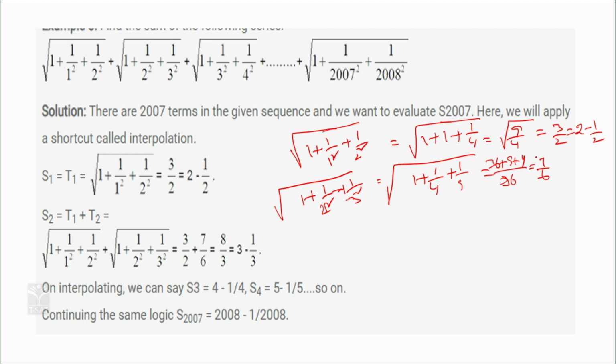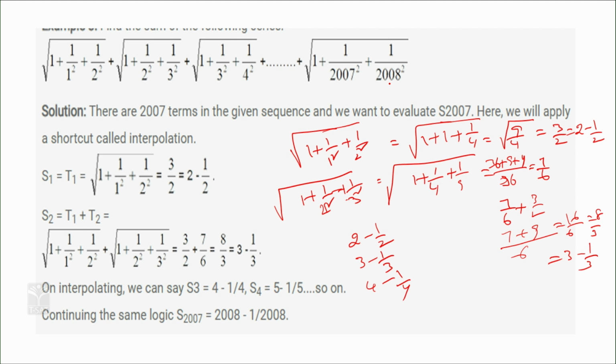When you add these two, 7/6 and 3/2, what is the LCM of these two? It is 6, so 7 plus 9 is 16/6, which means 8/3. So 8/3 you can write as 3 minus 1/3. Now you can come to a conclusion. The first term value is 2 minus 1/2, the first one. Second, 3 minus 1/3. Third, 4 minus 1/4.